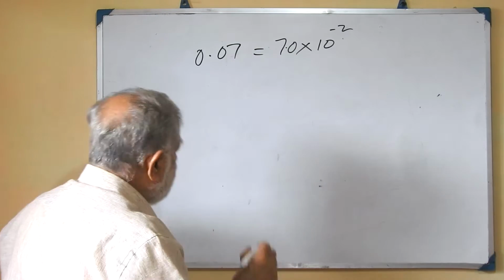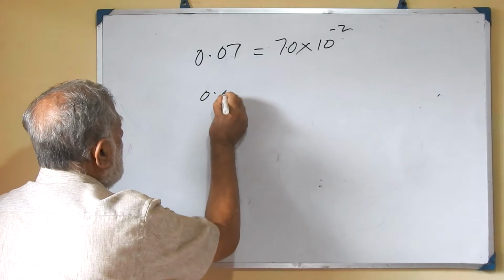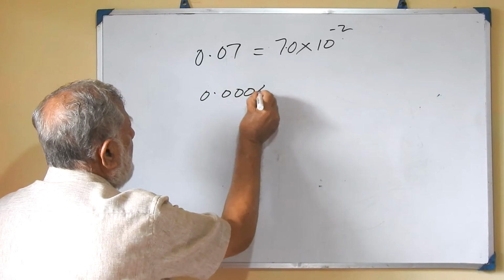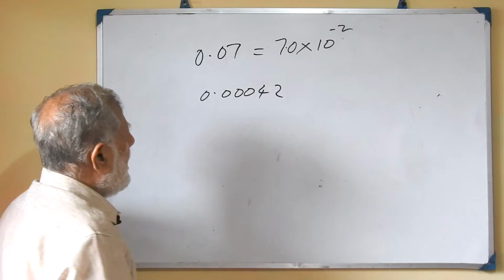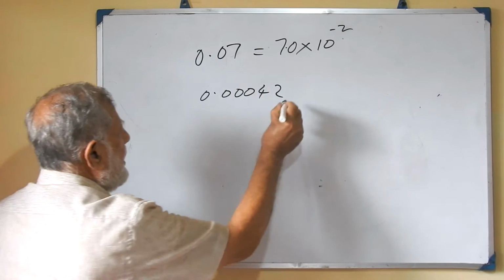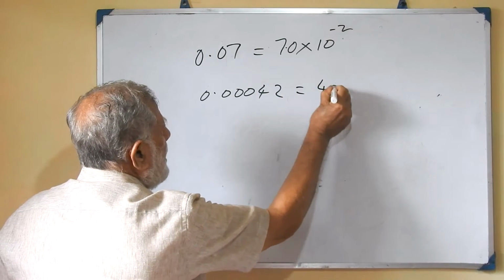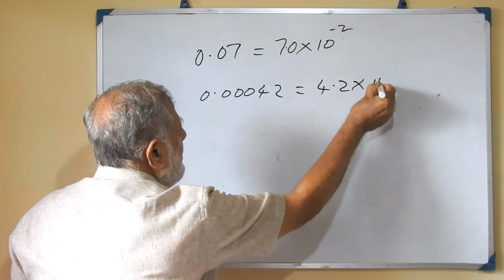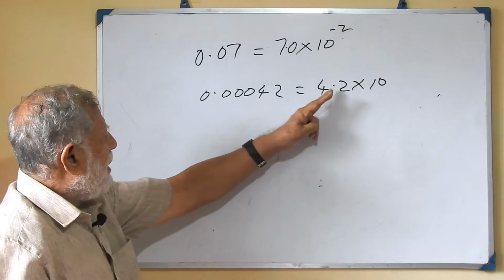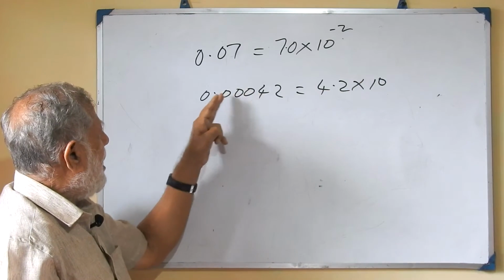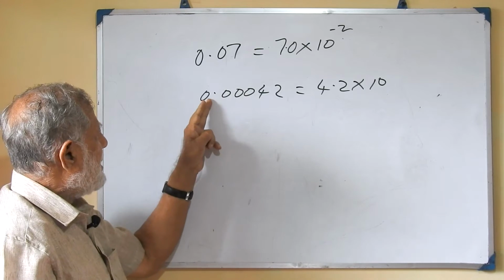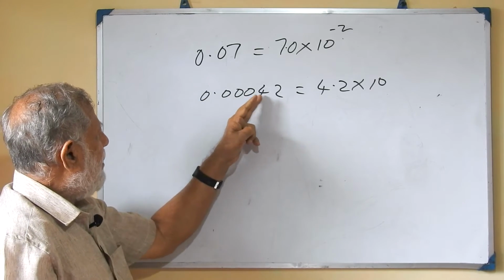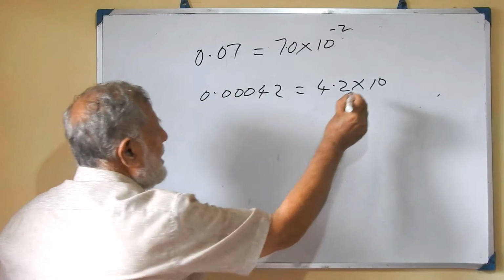We'll take another number, 0.00042. That's equal to 4.2 into 10 to the power of. Now we have put the decimal here. From here to here, how many numbers? You are coming backwards to this decimal. How many numbers are we coming? 1, 2, 3, 4. So 10 to the power of minus 4.